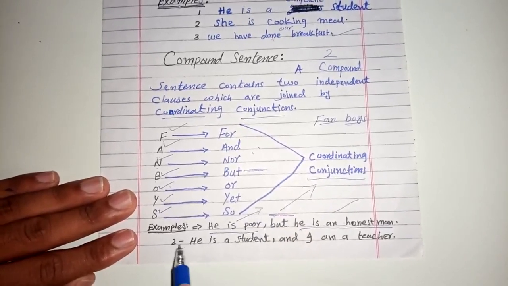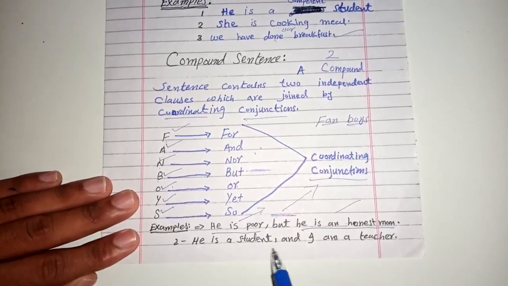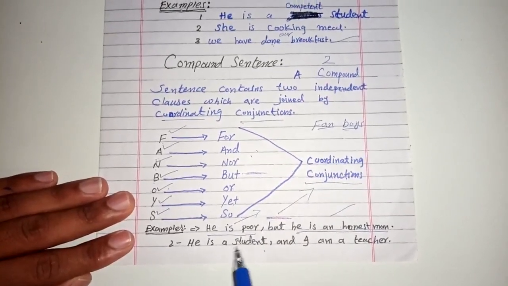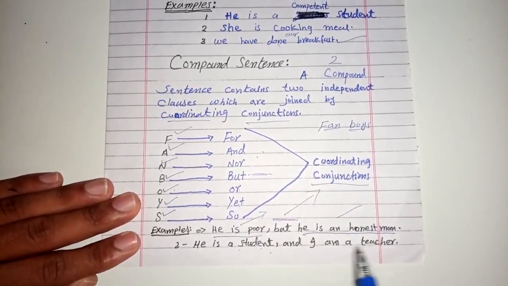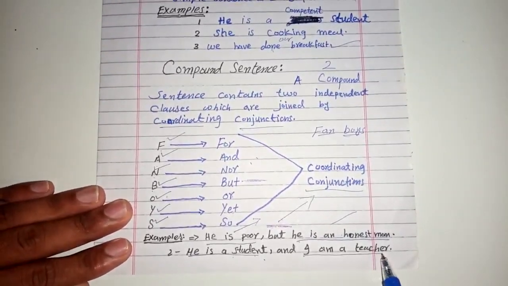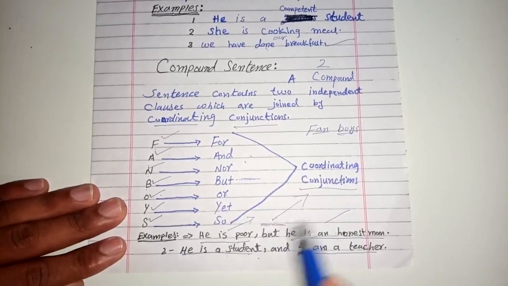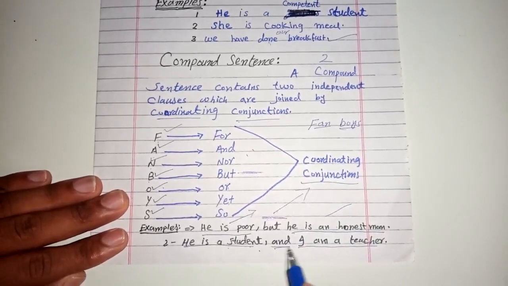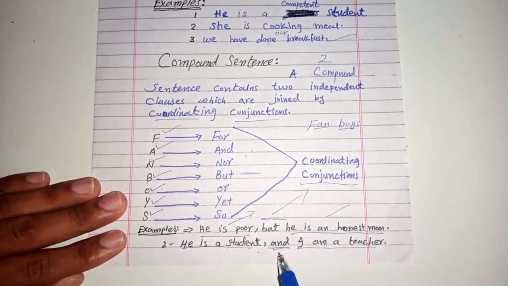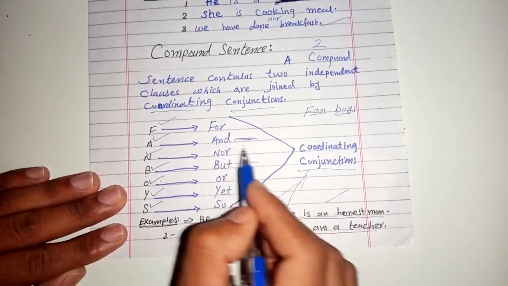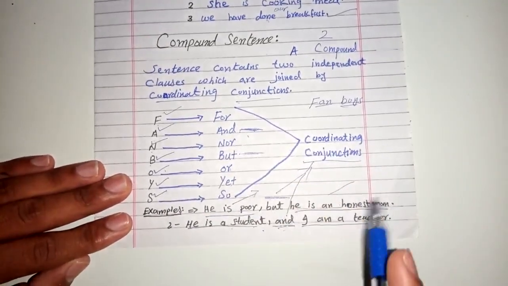Next example: he is a student and I am a teacher. He is a student is an independent clause, and again I am a teacher, because they are expressing complete meaning, so these are independent clauses, and and is considered a coordinating conjunction.